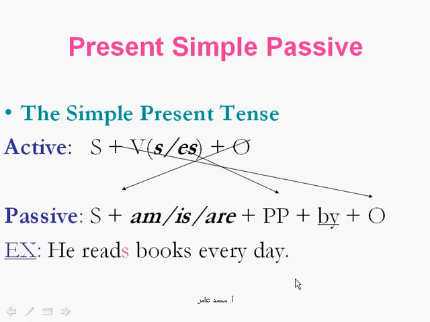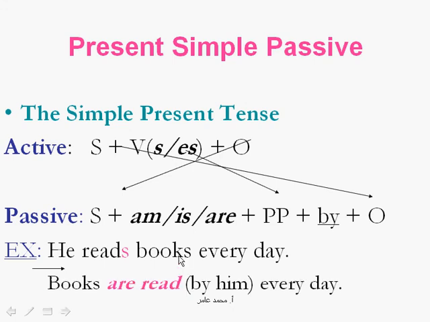Let's have an example here. He reads books every day. Here we have the subject he, and we have the verb in the present simple tense. Here we have s, and we have the object books.